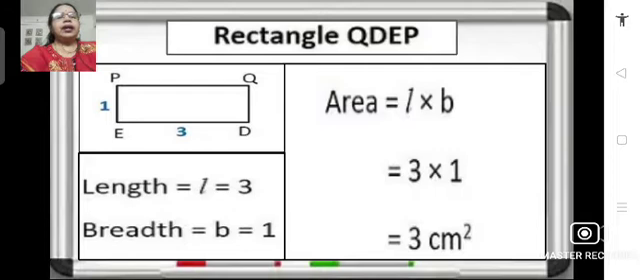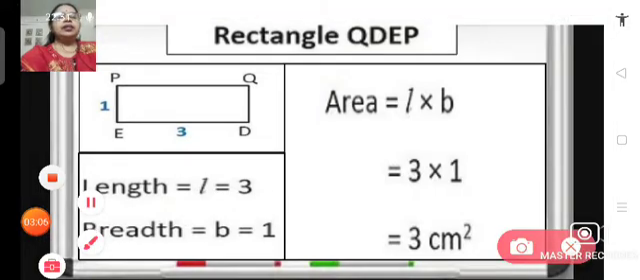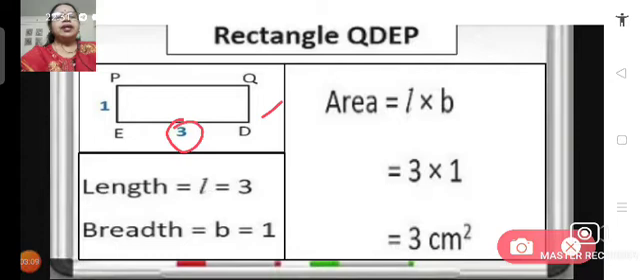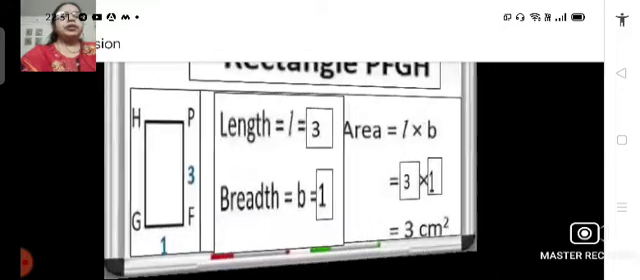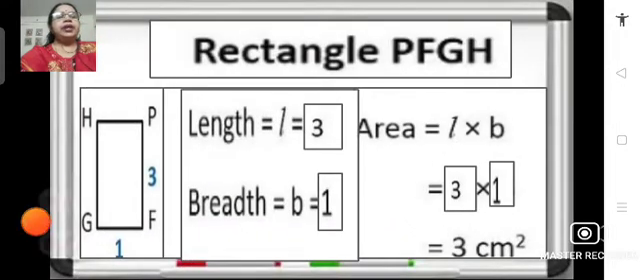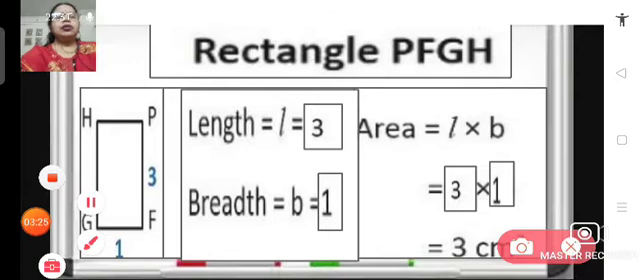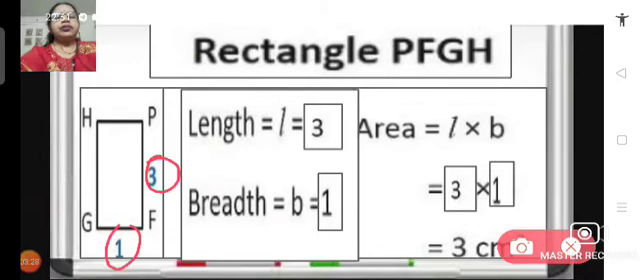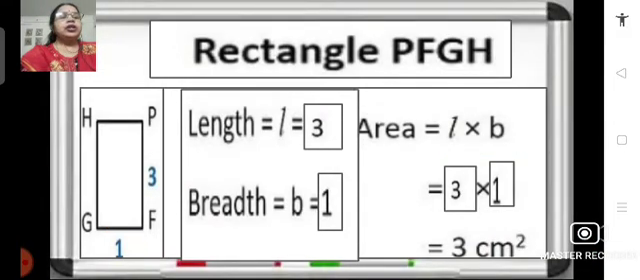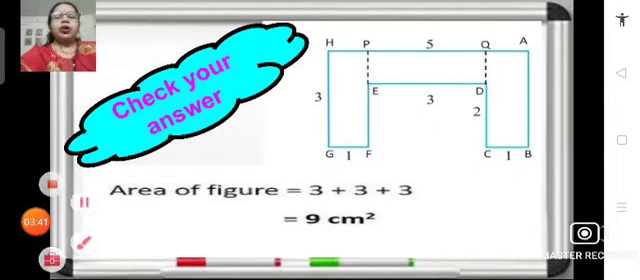Then in the rectangle QDEP, we have again length as 3 centimeters, breadth as 1 centimeter. So area will be length multiplied by breadth, that means 3 multiplied by 1 is 3 centimeter square. Then coming to the third rectangle, PFGH, in this rectangle also length is 3 and breadth is 1 centimeter. Its area will be length multiplied by breadth, that means 3 multiplied by 1, which will be equal to 3 centimeter square. So now we will add the areas of all the 3 rectangles.